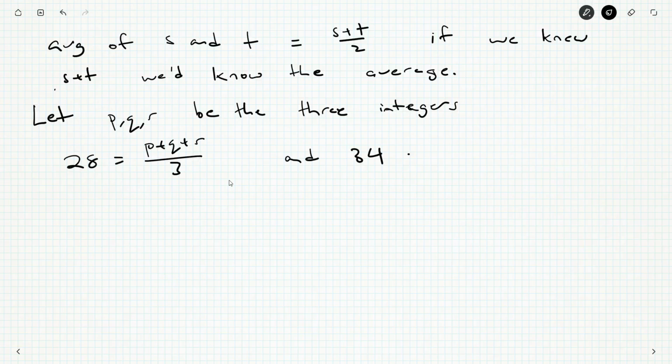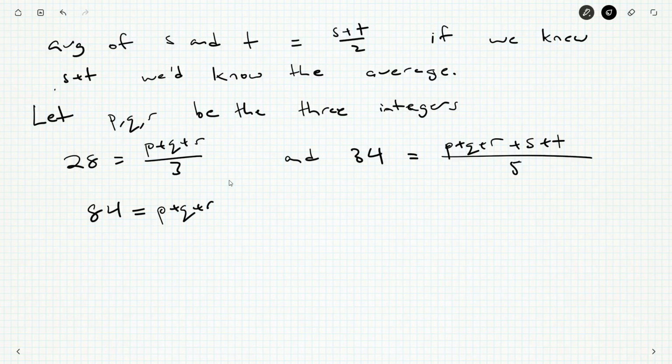And 34, it's the average of the 5 numbers when I add s and t. How do we average 5 numbers? We add each of those numbers up and divide by 5. So I can rearrange these. 28 times 3 is, I think, 84, but I will double check on my calculator. Yep, 84 is p plus q plus r. Now I can plug that in here.